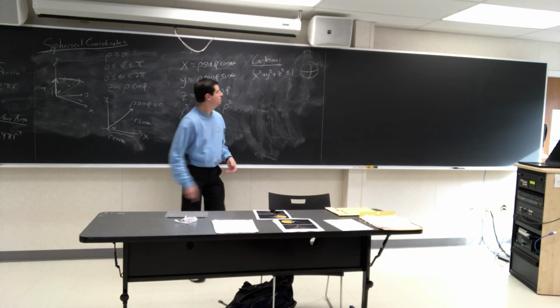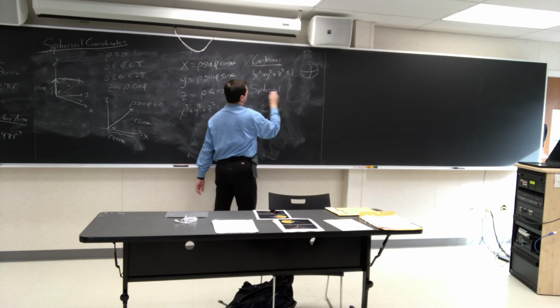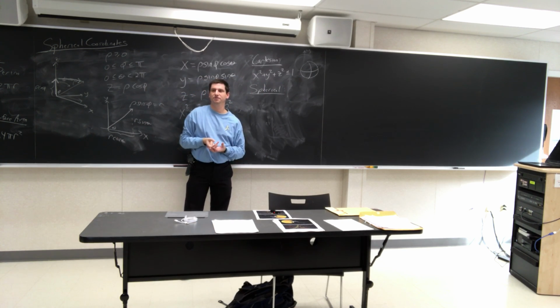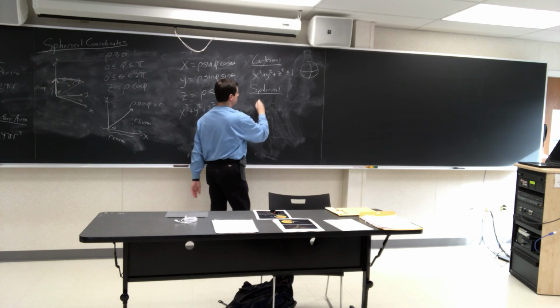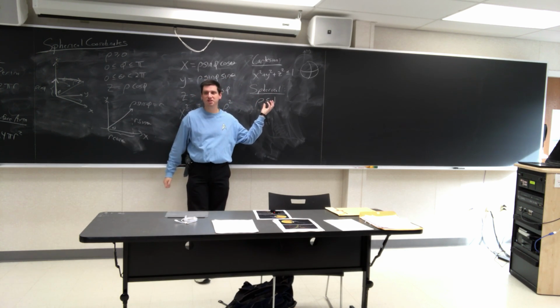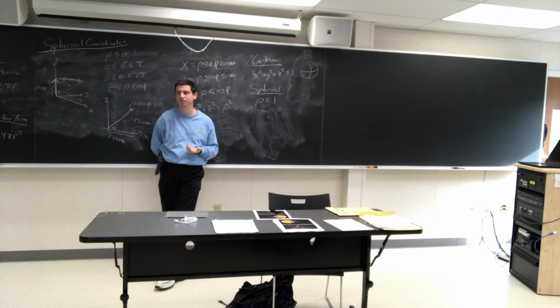Yes? Rho equals 1. Well, not quite rho equals 1. I want the solid sphere. Rho is less than or equal to 1. Basically, it's saying, doesn't matter what theta is, doesn't matter what phi is. A solid sphere means you go at most 1 unit away from the origin. Solid sphere radius 2, go at most 2 units away.